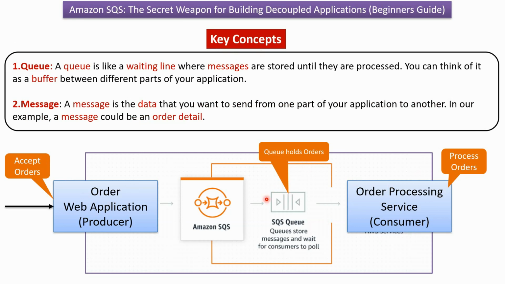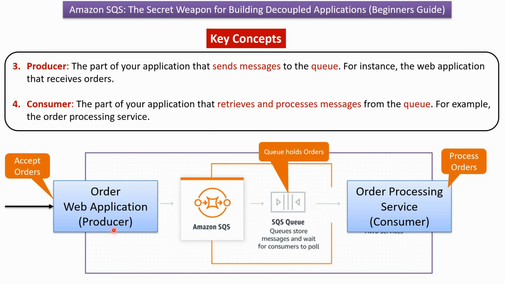The first one is queue. A queue is like a waiting line where messages are stored until they are processed. We can think of a queue as a buffer between different parts of your application. The second one is message. A message is the data that you want to send from one part of your application to another part of your application. In our example, the message could be the order details.